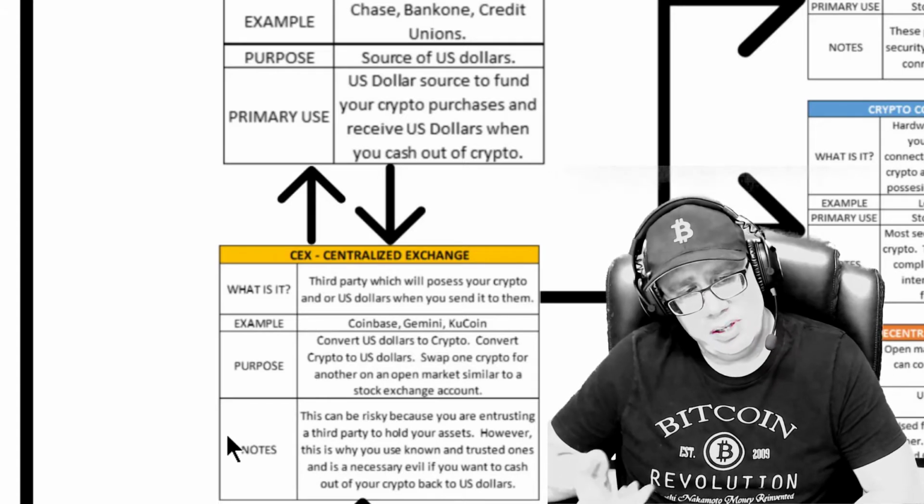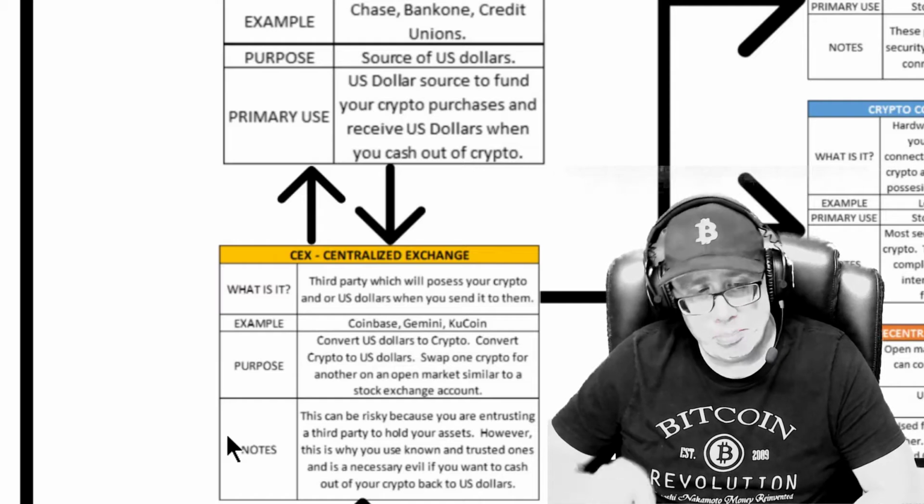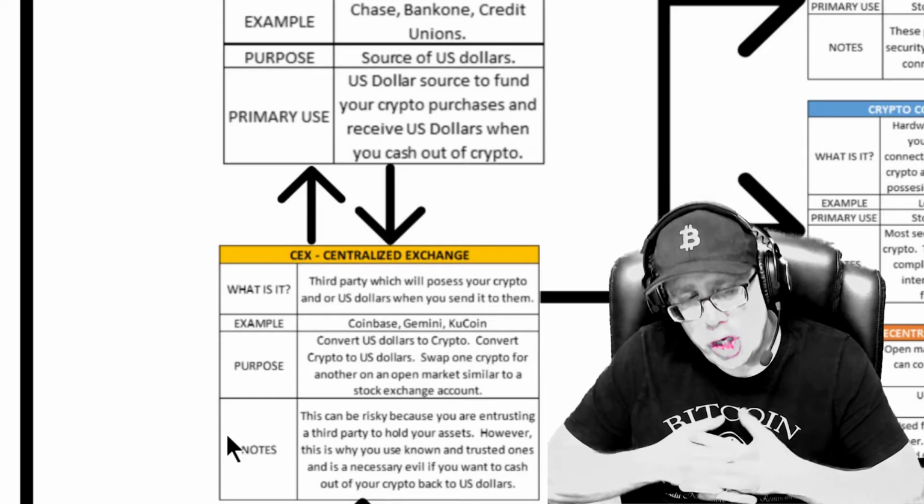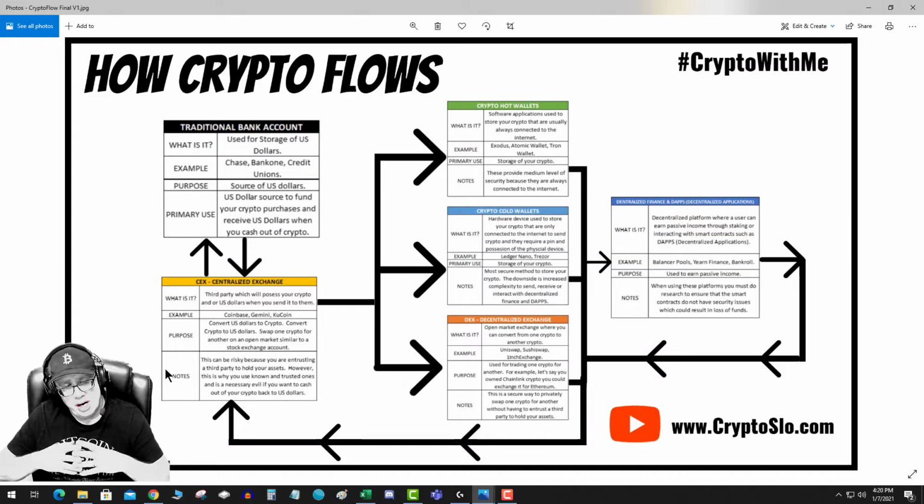Now, some notes. This can be risky because you're entrusting a third party to hold your assets. Remember, the whole concept of crypto is that you own the money. You own the private keys. We're going to get into that in the next video. But basically, you are sending your assets to a third party. However, this is why you use known and trusted ones, and it's a necessary evil if you want to cash out of crypto back to US dollars. If you want to sell your crypto for US dollars, you're going to have to use a CEX and move it. Then you do an ACH transfer back to your bank account.